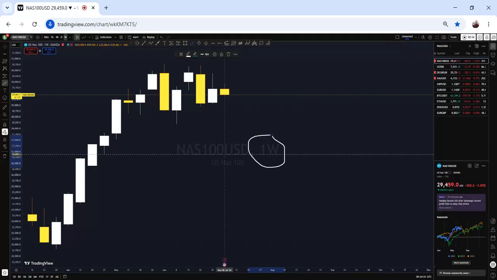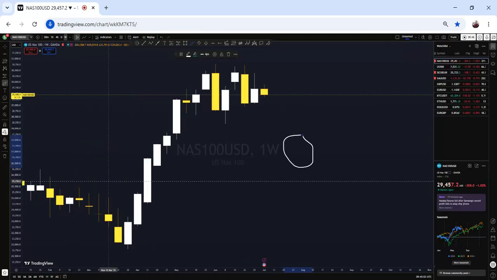So this is NAS 100. Otherwise, it could also be called NASDAQ. So this is the US 100 companies. When they are performing well, the prices will rise and the chart will go higher. But once they are not performing well, the chart is going to be going lower, bearish.